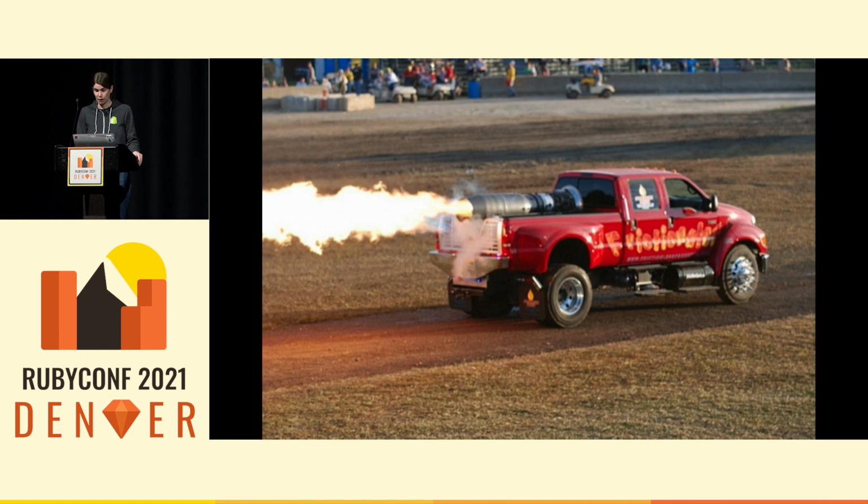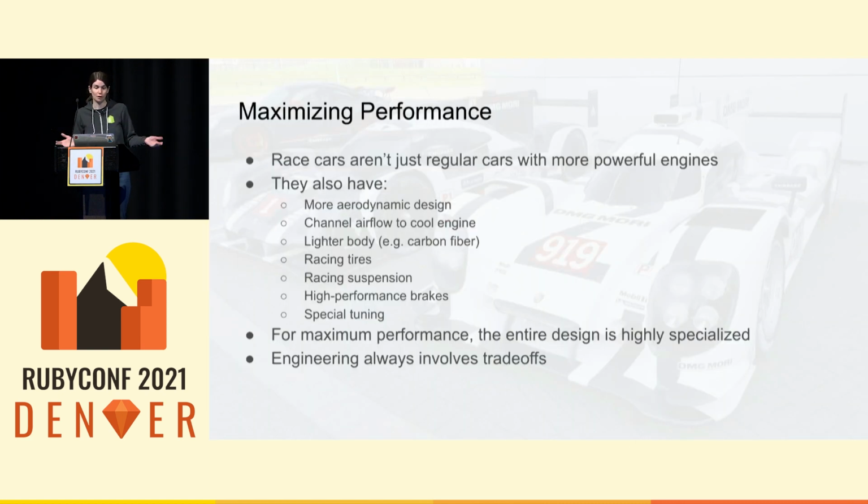Why is that? Well, because race cars aren't just regular cars with more powerful engines. They also have more aerodynamic design. They can channel airflow to cool the engine. They have a lighter body. They have racing tires, racing suspension, high-performance brakes, and special tuning. So if you want to engineer a system to get maximum performance, you need to take a holistic approach where all of the pieces fit together really well, and you eliminate all of the bottlenecks.